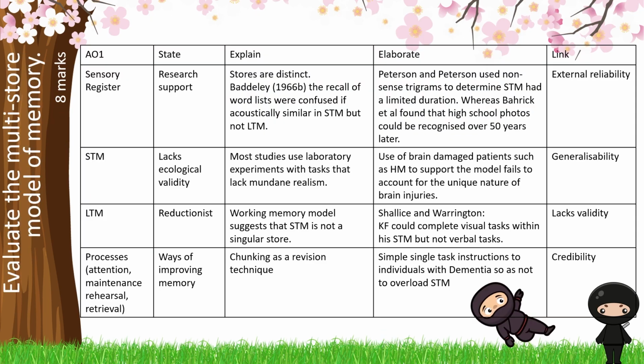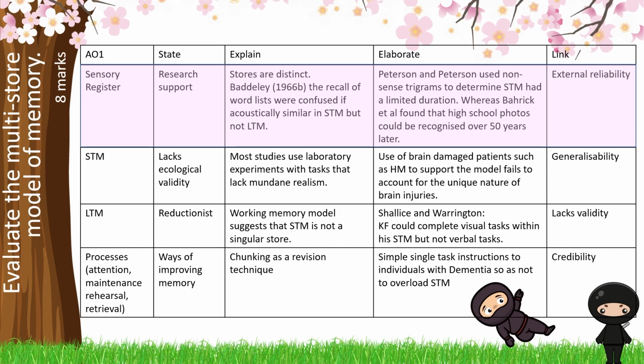Well, if we've got our 8 marker, evaluate the multi-store model, we're focusing on the command word evaluate, which means we need to have balance between our AO1, our description of the storage and processes within the multi-store model, and our AO3, our evaluation. We suggest you take an integrated or spliced approach to this, talking a little bit about your AO1, so that would be explaining the sensory register, including information about the duration, the capacity and encoding, and then starting to evaluate the model.